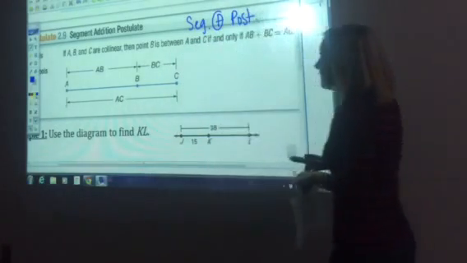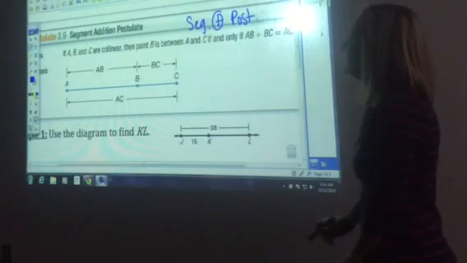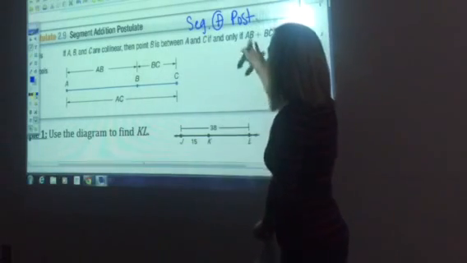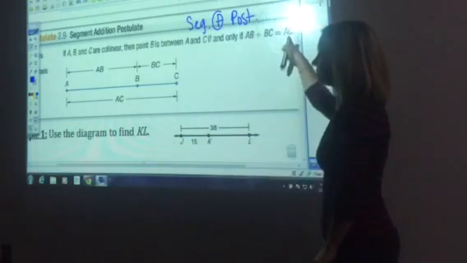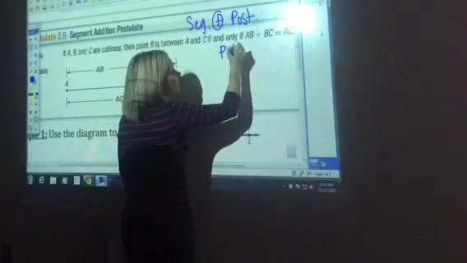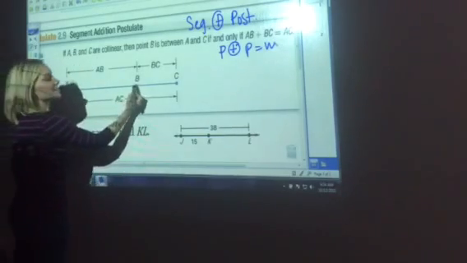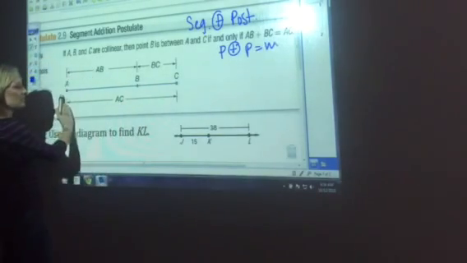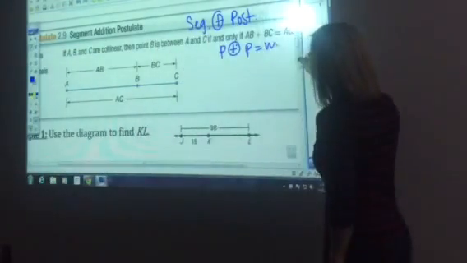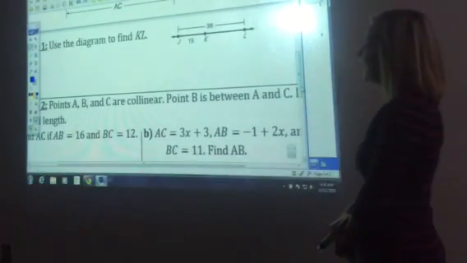Segment addition postulate says that if A, B, and C are collinear, meaning they're all on the same line, then point B is between A and C if and only if segment AB plus BC equals the whole thing, which is AC. Sometimes you'll see me write this as part plus part equals whole. The first part, AB, plus the second part, BC, is going to equal the whole thing, AC. Okay, so the first few problems we're going to be doing are nothing really new. We've done this before.